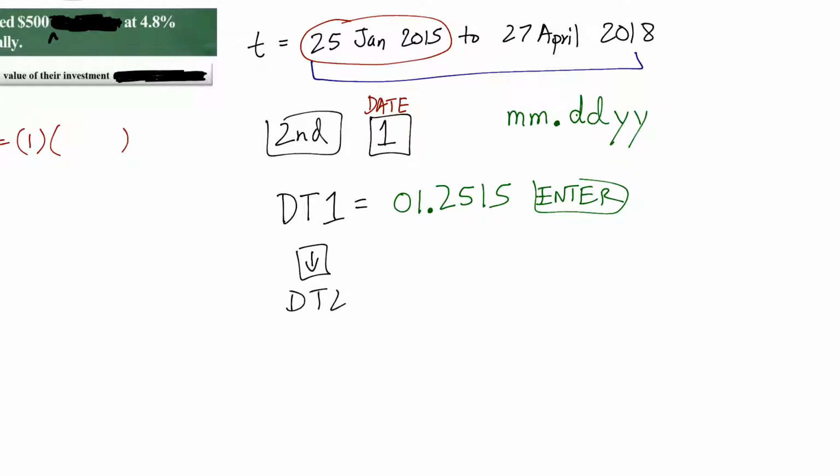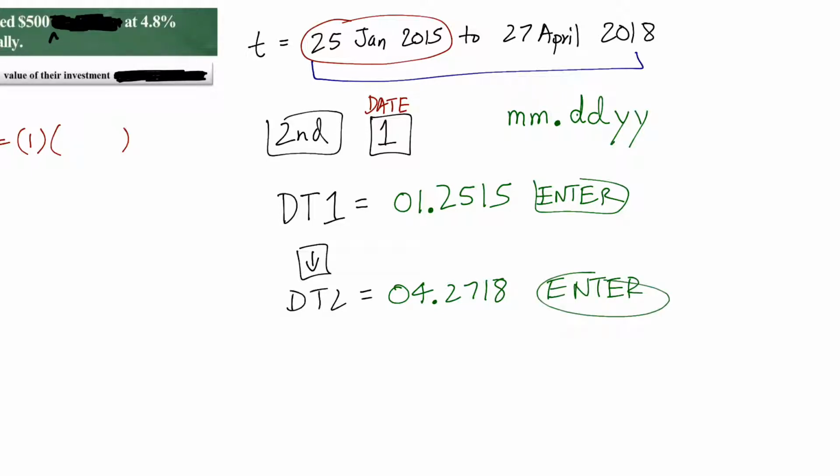And you see DT2, which is date 2. Enter the second one in the same format. Month first. 04 dot 27 and then 18. And remember to press enter, otherwise all that effort is wasted.